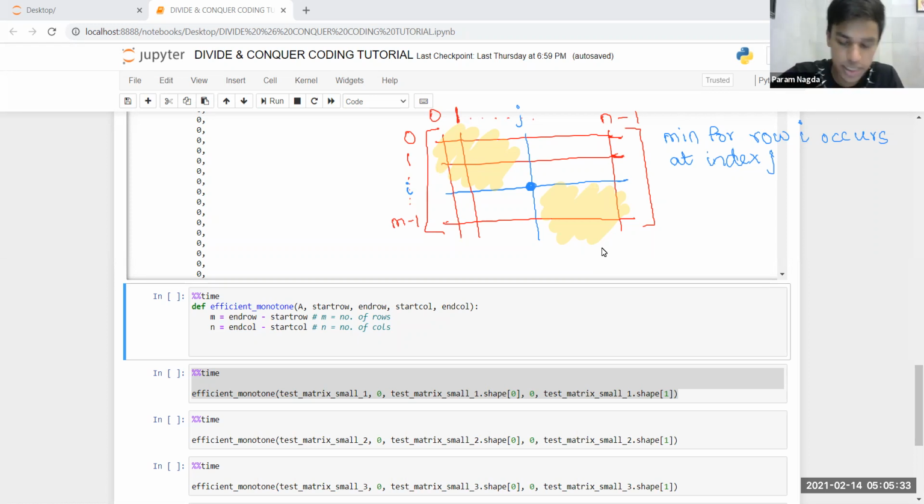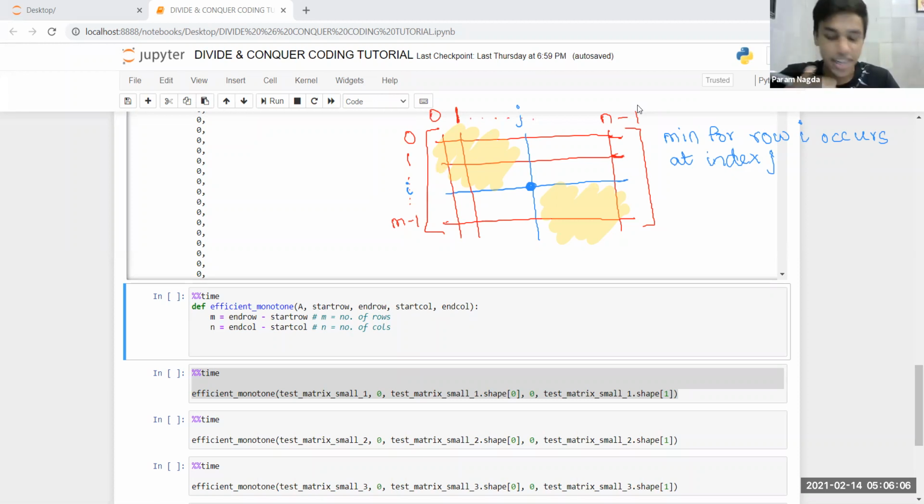What I've done over here is I've drawn out an m by n monotone matrix, and I've labeled the rows 0, 1 all up until m minus 1, and labeled the columns 0, 1 all the way up until n minus 1. Now let us think about how we can use a divide and conquer approach to simplify our problem. Instead of running our algorithm on the whole large matrix again and again, how do we run it on smaller and smaller chunks of our matrices, right?